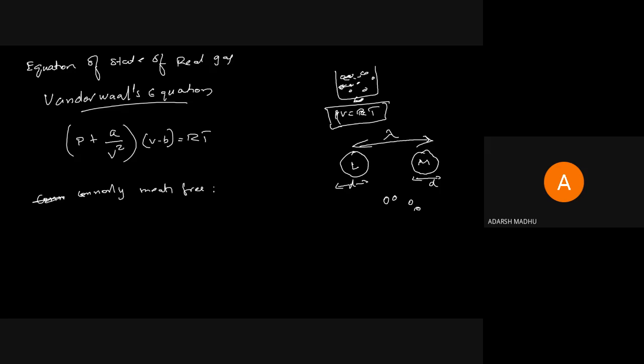The mean free path lambda is lessened by a distance kd, small k into d. d is the diameter, and k is a fraction, a marginal distance. The maximum collision distance is the diameter, if the molecules are taken as spheres. There is some distance of the diameter itself. So the distance is lambda minus kd.